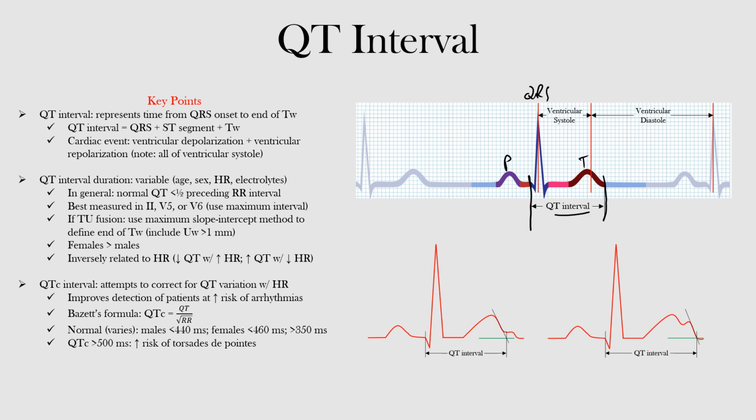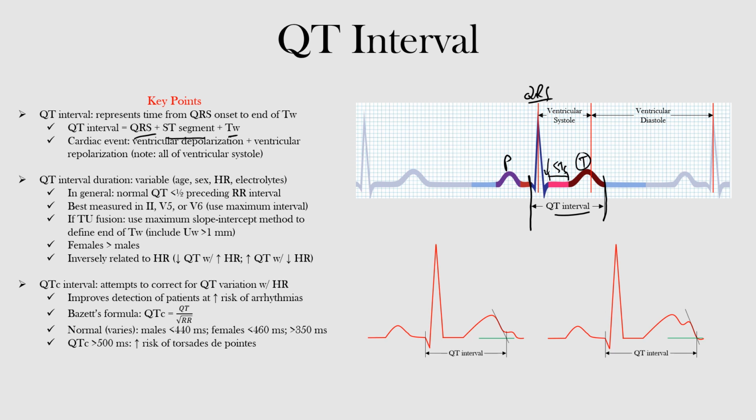Notice that it includes the QRS complex, the ST segment, and the T wave. We said our QRS complex, then the ST segment from here, the ST junction or J point there, until the beginning of our T wave. So that's our ST segment and our T wave. So the QT interval equals the QRS complex, the ST segment, plus the T wave.